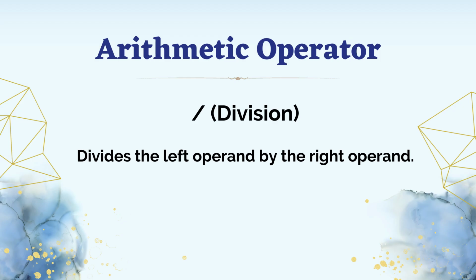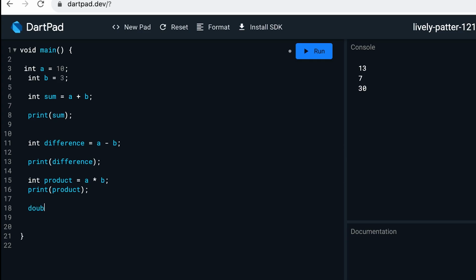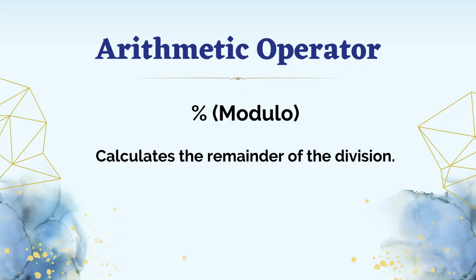Division divides the left operand by the right operand. Now, let's see how to perform division. Declare a double variable called quotient: a divided by b. Print the quotient. The answer is 3.33.